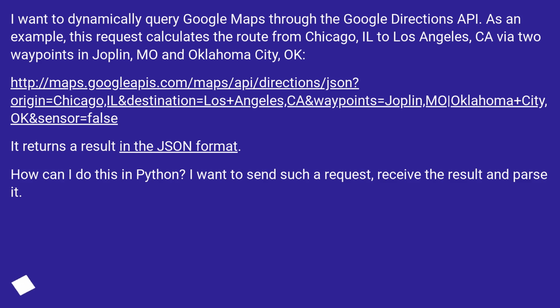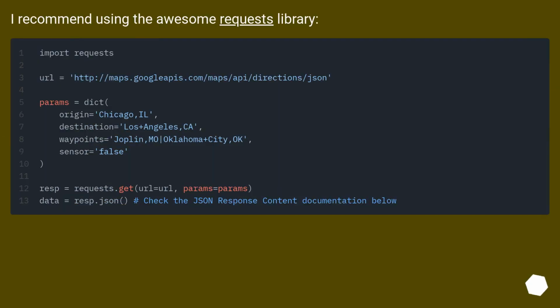How can I do this in Python? I want to send such a request, receive the result and parse it. I recommend using the awesome requests library.